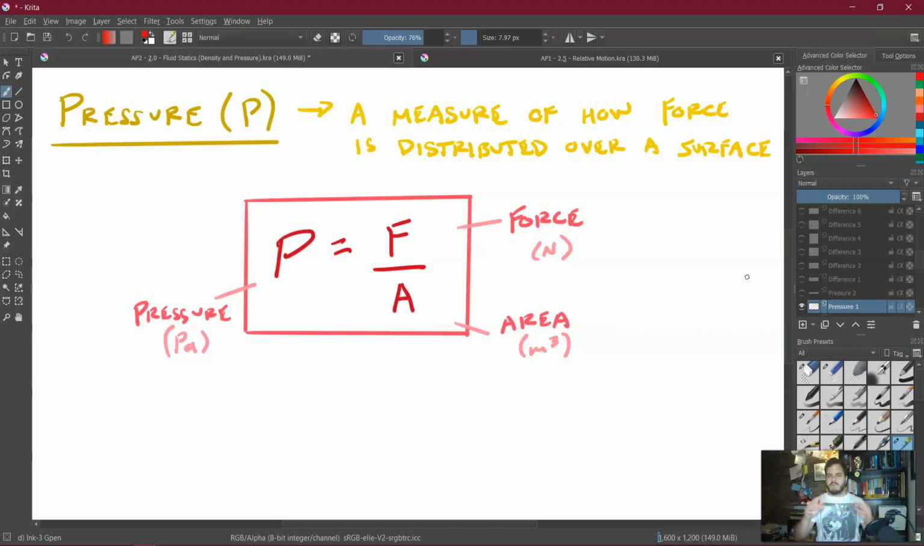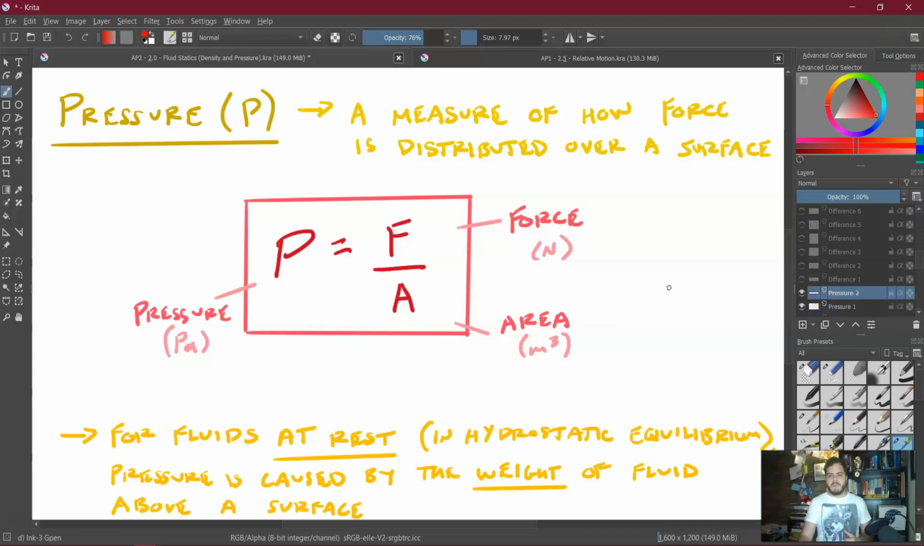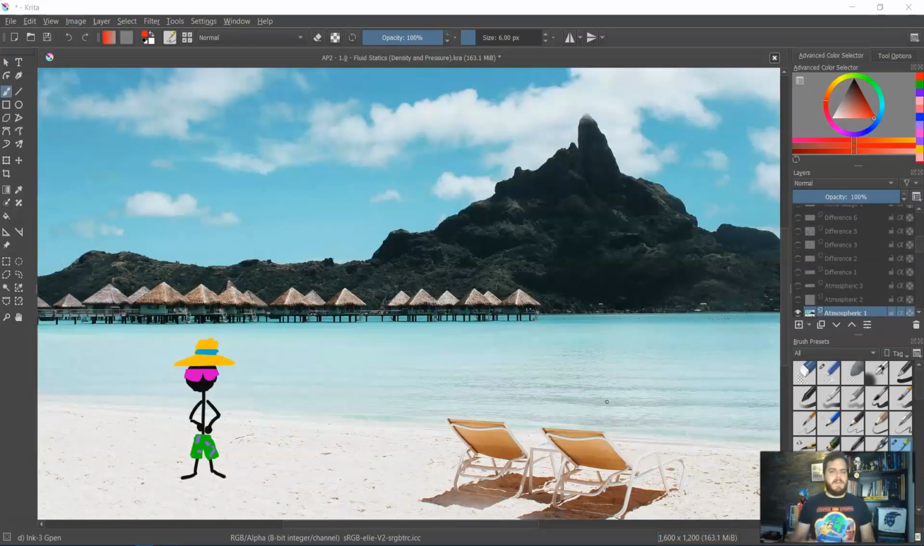When we're looking at fluids in hydrostatic equilibrium, what really causes the pressure is the weight of the fluid above a particular surface. Now, while we're going to be primarily dealing with liquids, there's a very important point we need to bring up, which is that all of the liquids we're dealing with are going to be exposed pretty much to the atmosphere. So let's say you're standing on the beach at sea level, with fairly standard weather and temperature, etc.